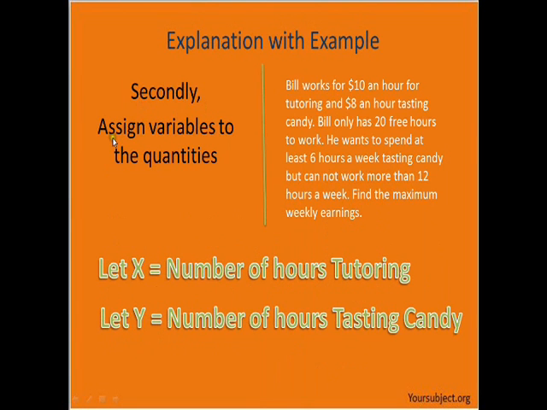Secondly, you have to assign variables to the quantities. So for the number of hours tutoring, we have X, and the number of hours tasting candy, we have Y. So we write let X equal the number of hours tutoring, and the same goes for Y. So here we have the original question, so you can always refer back to the numbers.